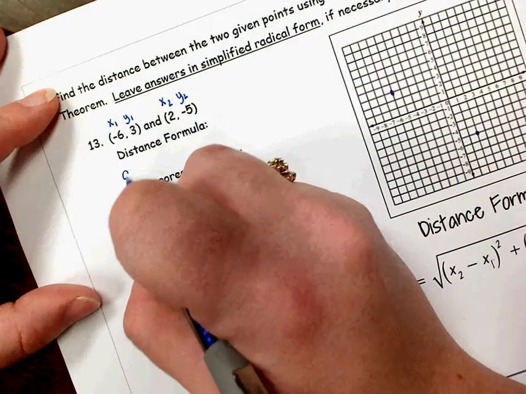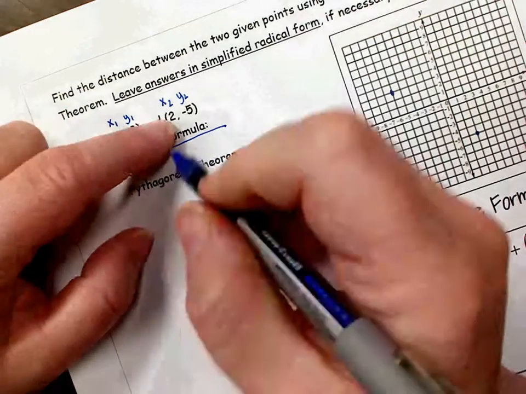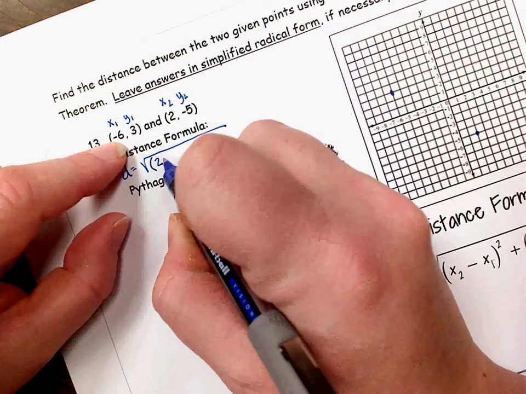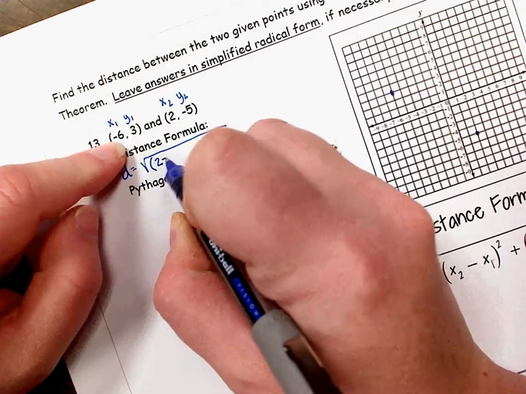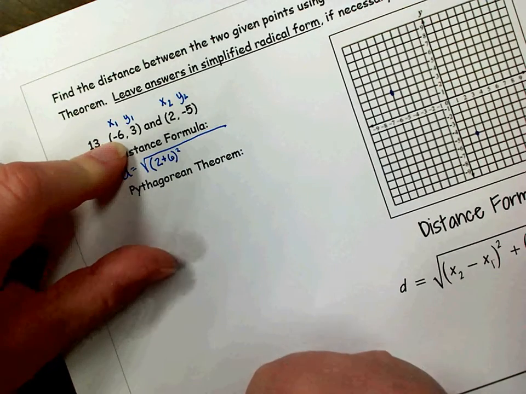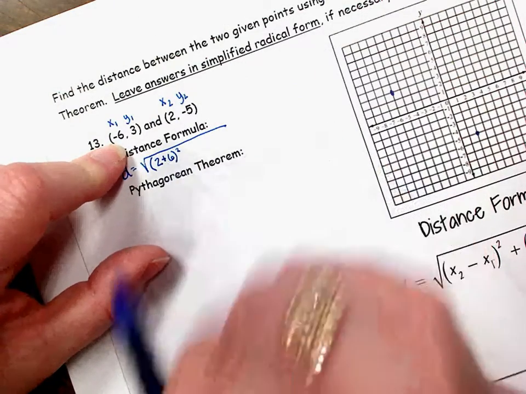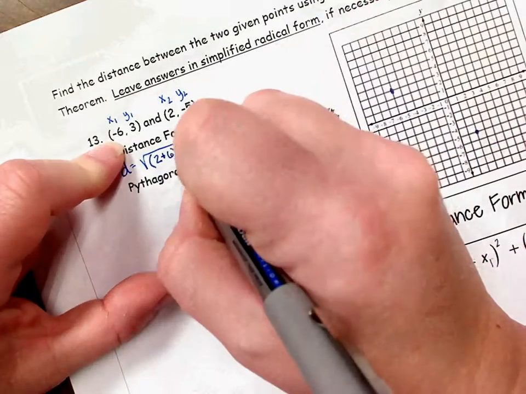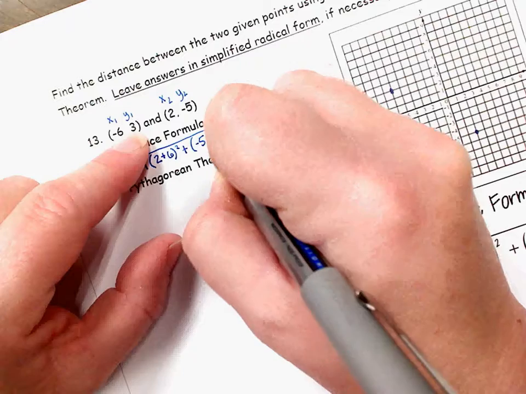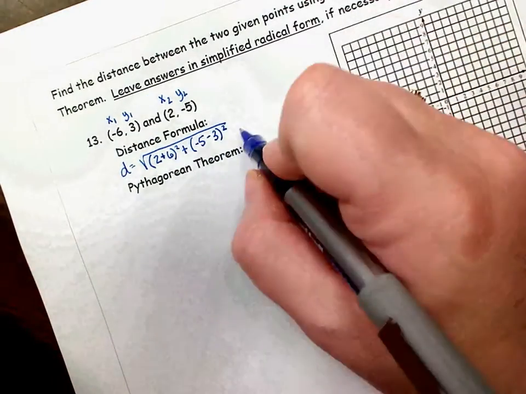So your distance is equal to the square root of your second x, which is a 2, minus your first x. Now we know when we subtract a negative, you can put minus -6, but you know that's going to become positive. Subtracting a negative is the same thing as addition. So 2 minus -6 becomes 2 plus 6, and you're squaring that. Plus your second y, which is -5, minus your first y, which is 3, and you're going to square that. So now that you have everything in the right place, you just need to simplify that.